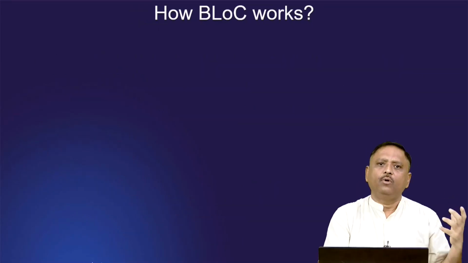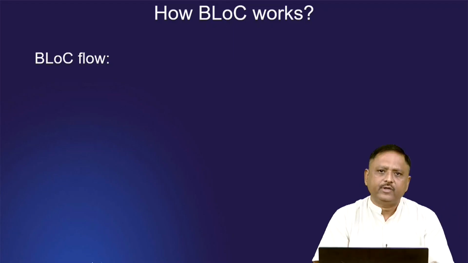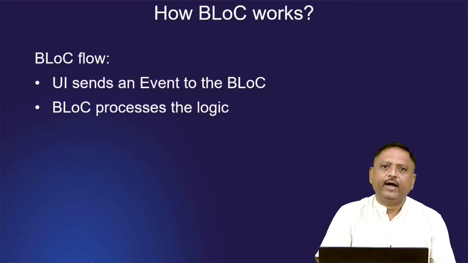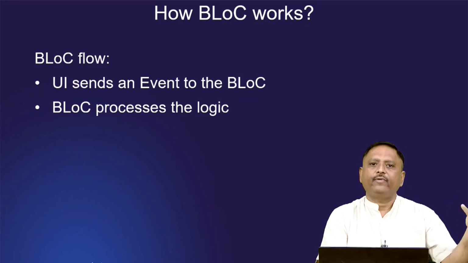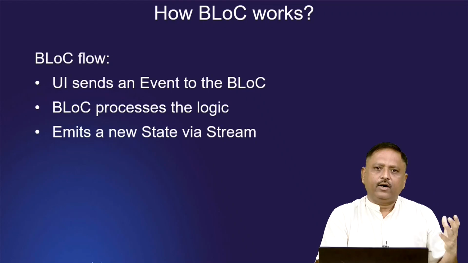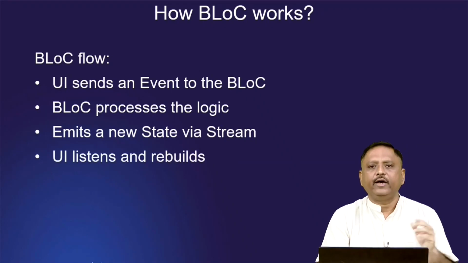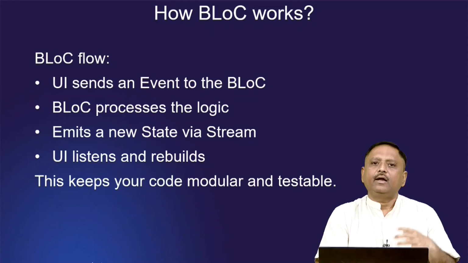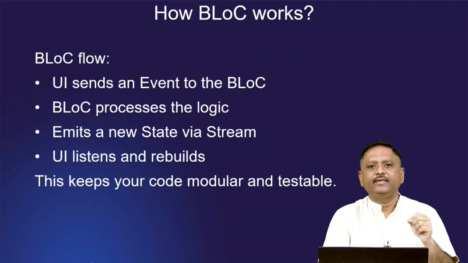Let's walk through the BLOC flow step by step. First, the user interface sends an event. This could be a user action like tapping a button. Second, the BLOC receives the event and performs the business logic, for example, increasing a counter or fetching data from an API. Third, the BLOC then emits new state through a stream. And fourth, the user interface, which listens to the state stream, gets notified and rebuilds automatically to reflect the new state. Now, this event driven approach makes your app predictable and easy to debug.